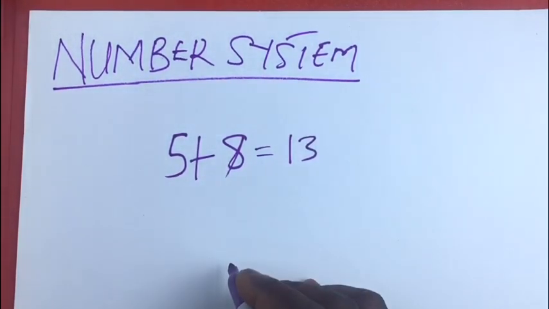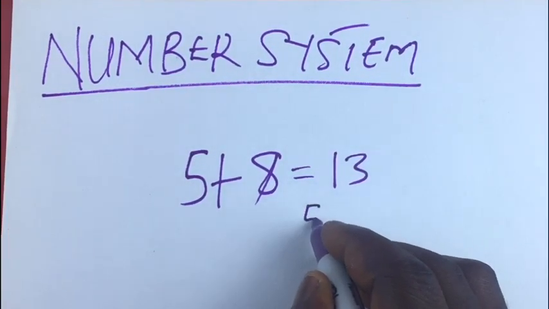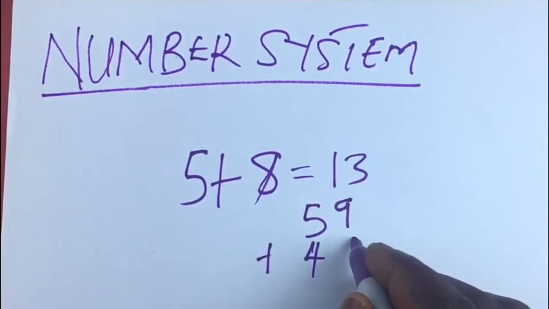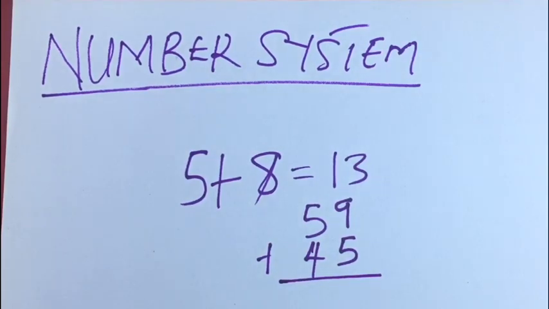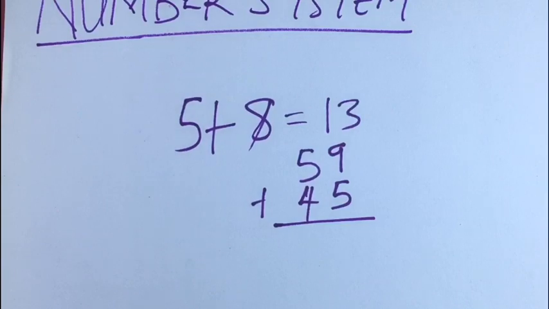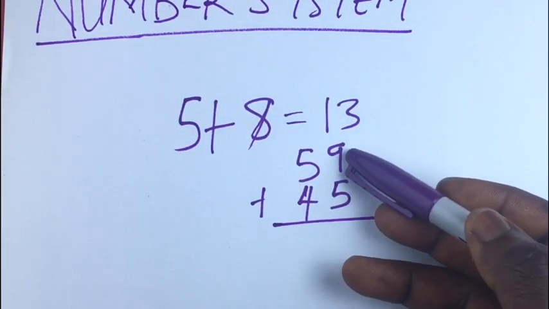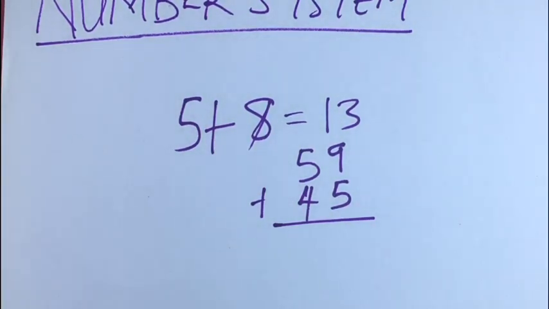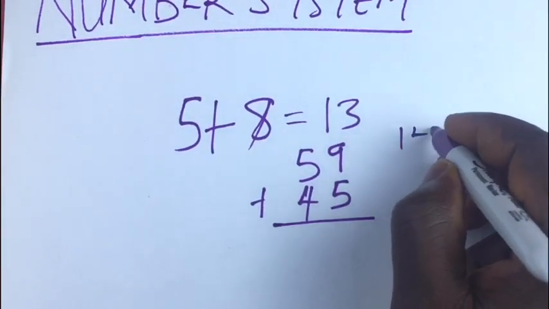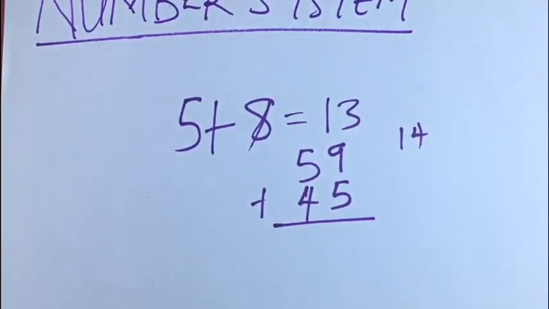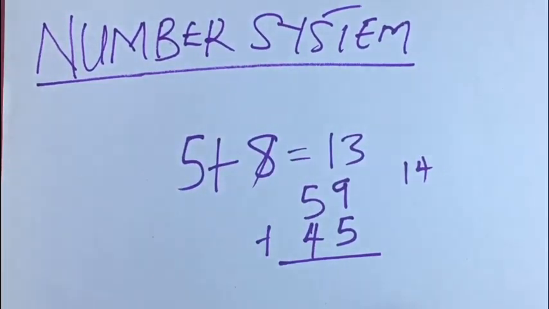Okay, now what if I have 59 plus 45? Now whenever we are adding numbers like this, something comes up. Because when I add up 9 plus 5, I get 14. Now I can't write up that 14 here. The reason is because of this number system.